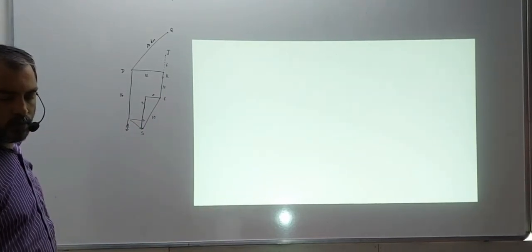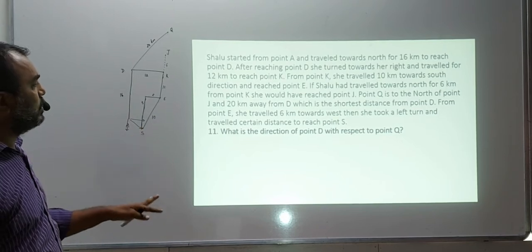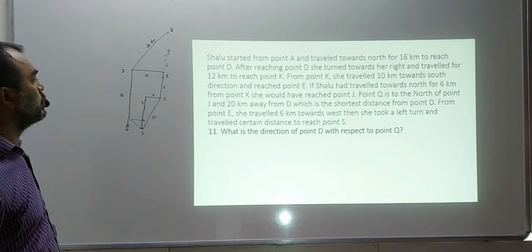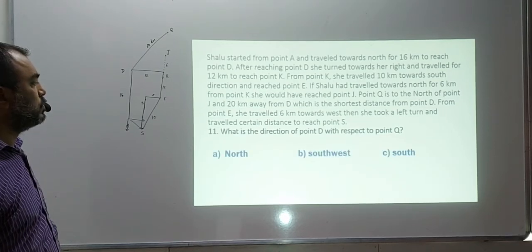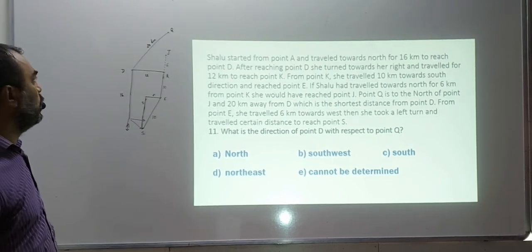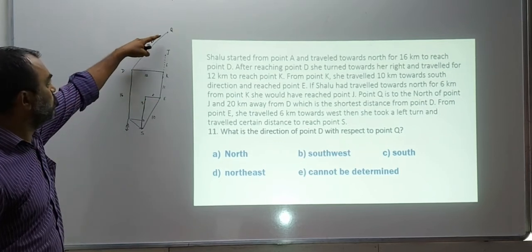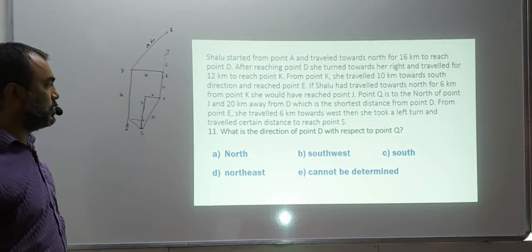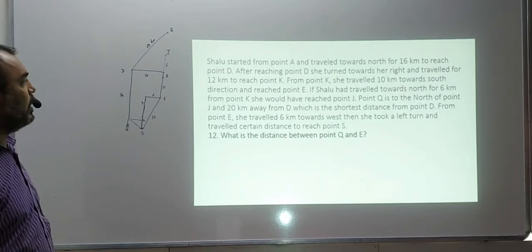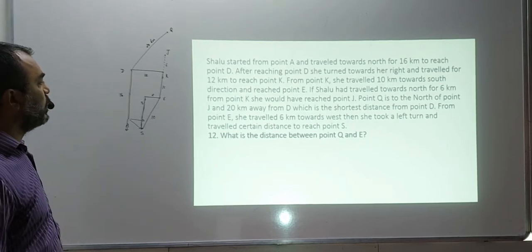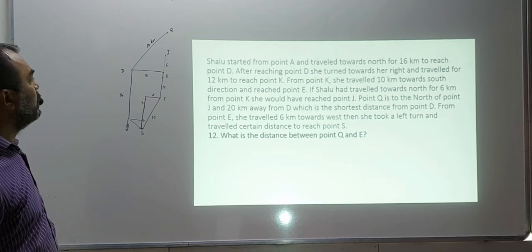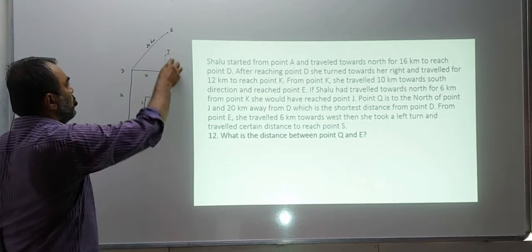Now, with the same data, the question: what is the direction of point D with respect to point Q? So you can guess D is to the southwest. So the answer is southwest, that is the correct one. Here is the data. And the same question, the third part: what is the distance between Q and E? So can you find the distance between Q and E?